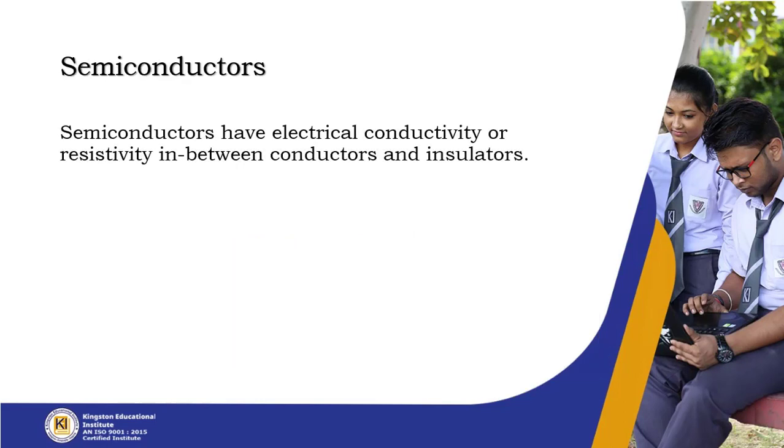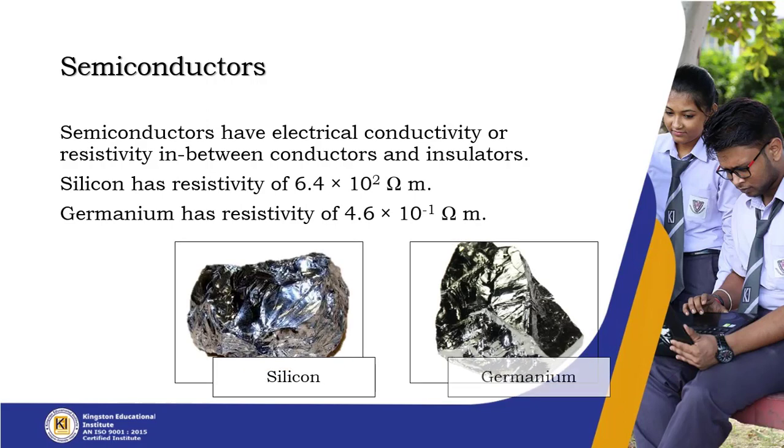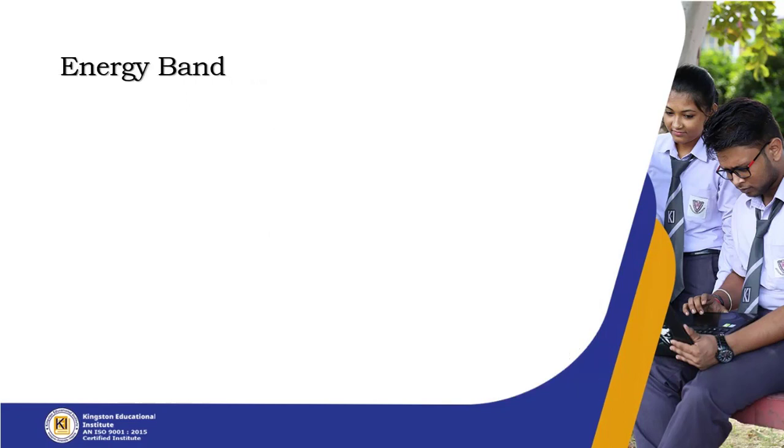Semiconductors have electrical conductivity or resistivity in between conductors and insulators. Silicon and germanium are common examples of semiconductor materials. Silicon has a resistivity of 6.4 into 10 square ohm meter and germanium has a resistivity of 4.6 into 10 to the power minus 1 ohm meter. So it is in between conductors and insulators.